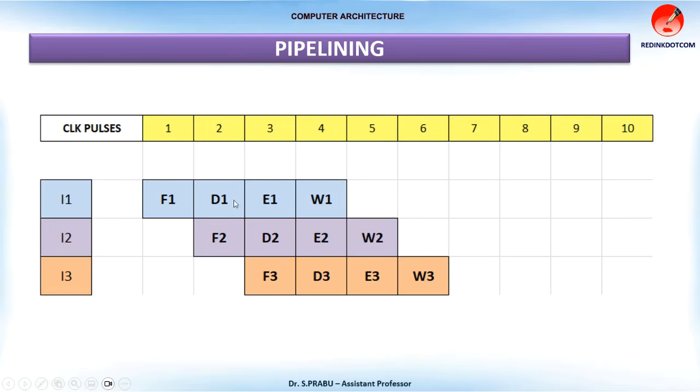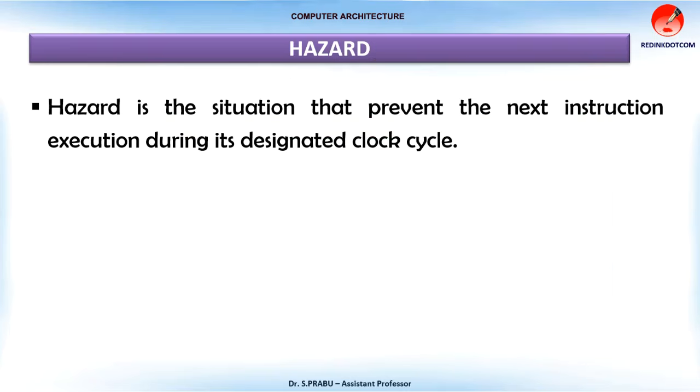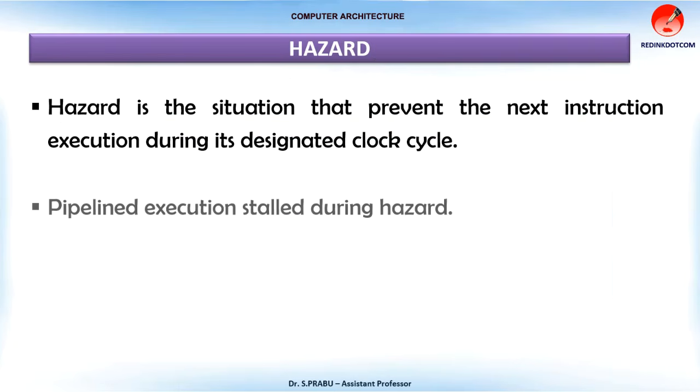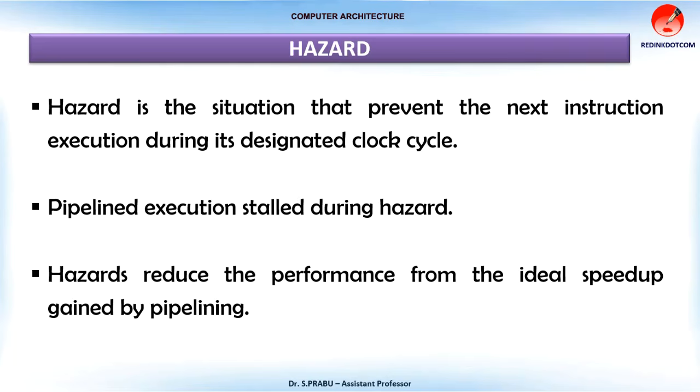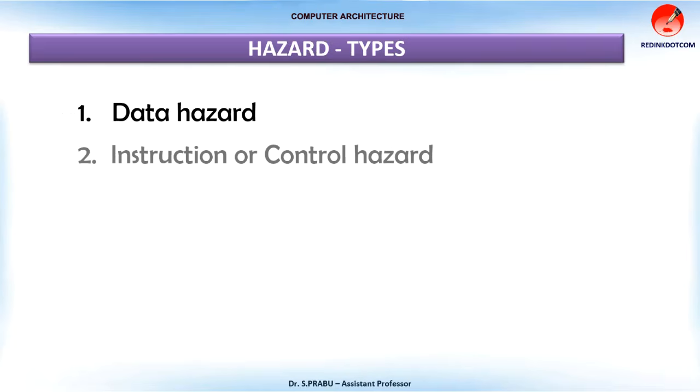Only when the write operation of the first instruction is complete does the write operation of the second instruction start. In some situations, the write operation can take more time to complete. Only after that is the second instruction going to write. Until then, the second instruction has to wait for a particular time. That is called a hazard. A hazard is a situation that stops the execution of the parallel processing. Because of this situation, your parallel processing is stopped at a particular time. So when a hazard happens, the overall performance of the processor can be reduced. There are 3 types of hazard: data hazard, instruction or control hazard, and structural hazard.